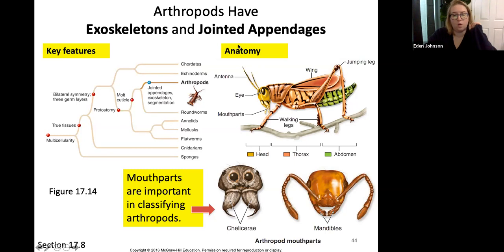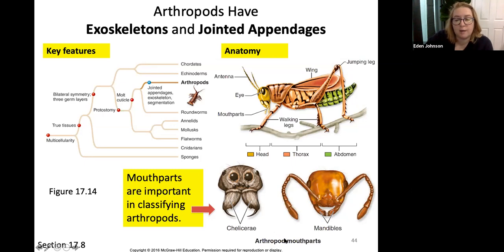Now, there are a couple of important things about arthropods, including their jointed appendages, but also the fact that each segment of the body, the head, the thorax, and the abdomen, has separate functions, okay? So for example, jumping, flying, and then the head. So your arthropods are going to be distinguished based on mouth parts. These are important in classifying your different arthropods.